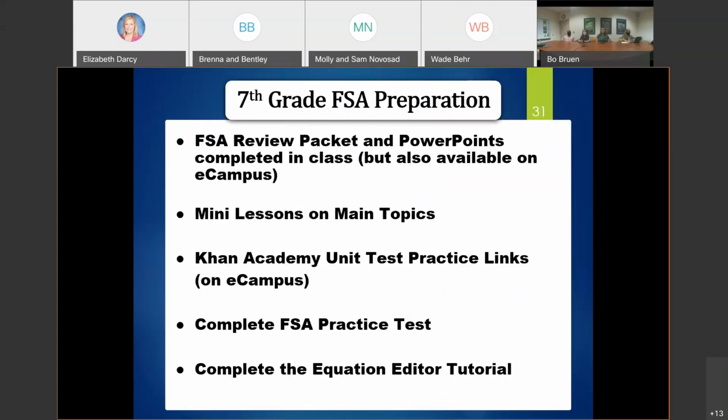To prepare for the FSA, we are going to be doing different review packets and PowerPoints that we're completing in class. We're also going to be doing little mini lessons on the main topics so that we're bringing all of the information they learned throughout the year from the back to the front of their heads to get them ready. The Khan Academy unit tests are available on eCampus along with practice tests from the FSA. As I said before, we use that equation editor tutorial so that the students are very well able to give their correct answers in the format that is needed.